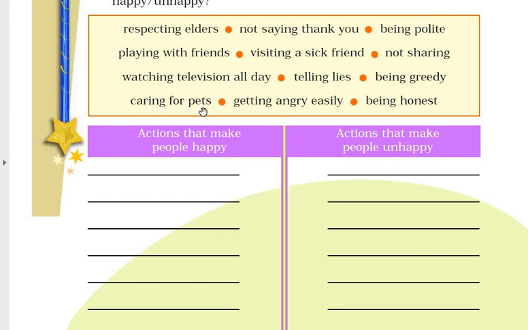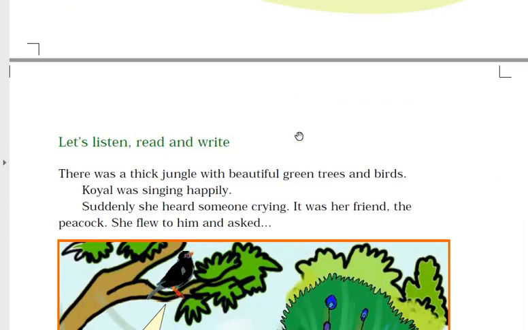Next, caring for pets. Next, getting angry easily. One another word for this is irascible. I'll spell it out for you. I-R-A-S-C-I-B-L-E, irascible. Irascible means चिड़चिड़ापन आना, जिसके अंदर बहुत ज़्यादा चिड़चिड़ापन रहता है. So getting angry easily. And the last one is being honest. So you just have to fill them out over here.